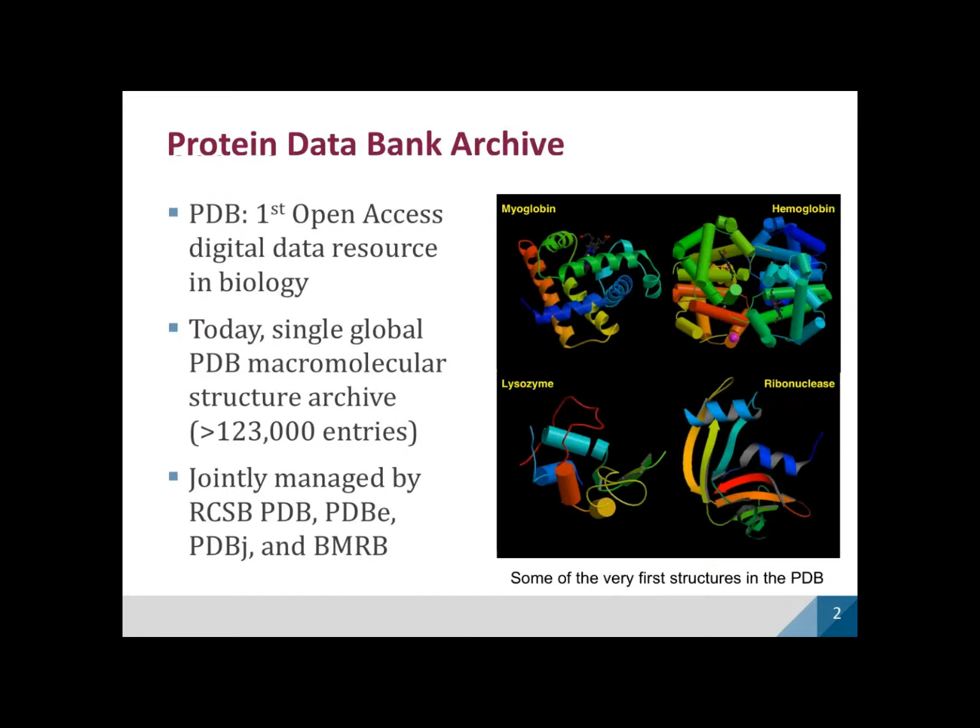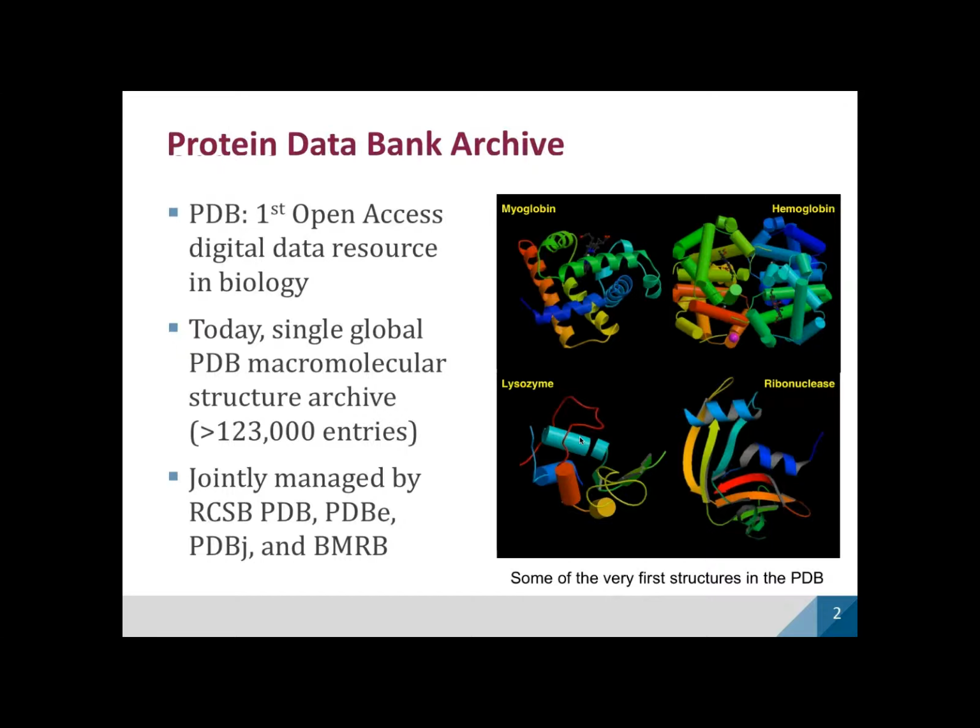Shown here on the right are some of the very first protein structures to be determined, myoglobin being the first, and then followed fairly soon thereafter by hemoglobin. And then, of course, there were a series of enzyme structures published, the first of which was lysozyme from the lab where I did my D.Phil at Oxford. Today, the archive has got more than 123,000 entries. There were under 100 when I started grad school in 1980.